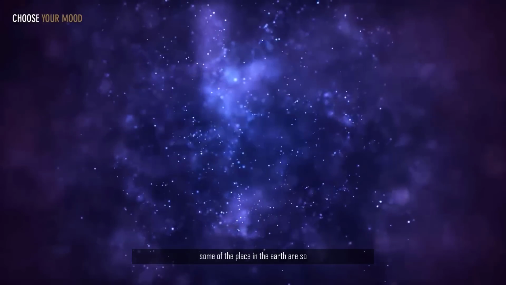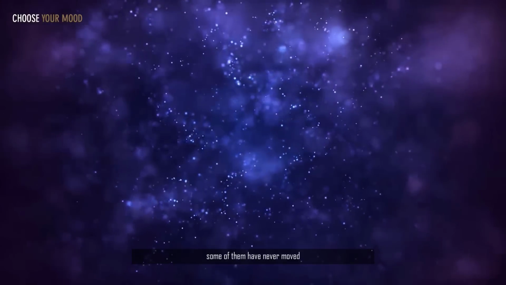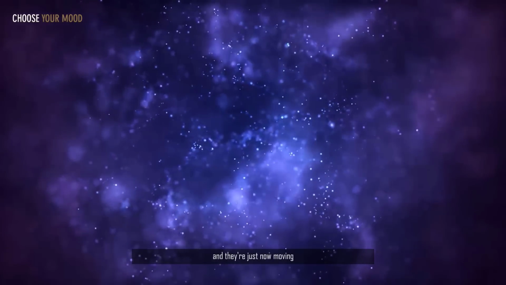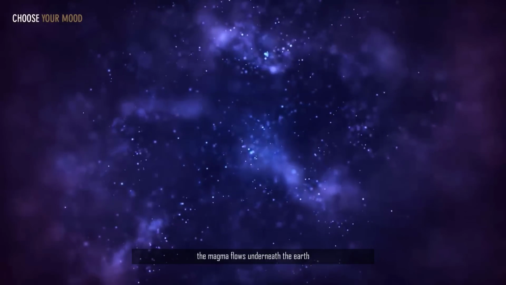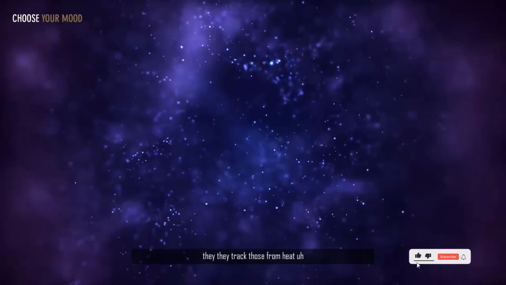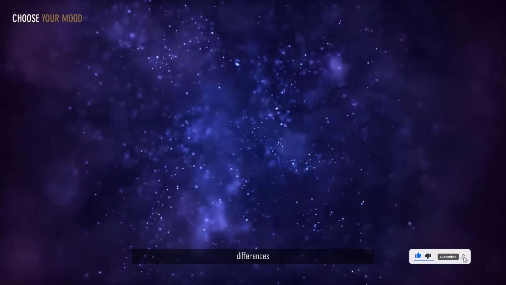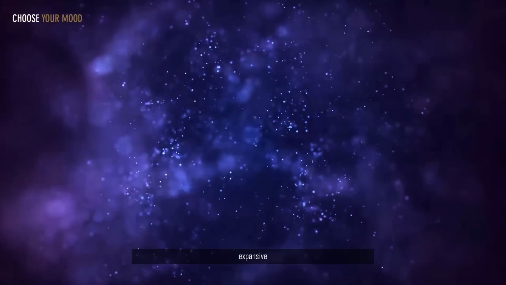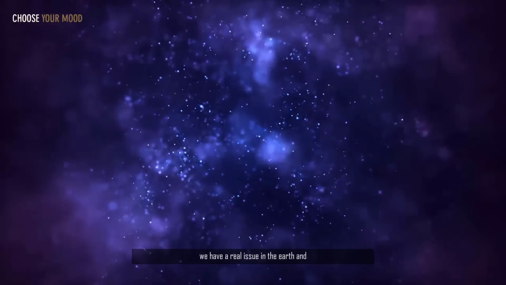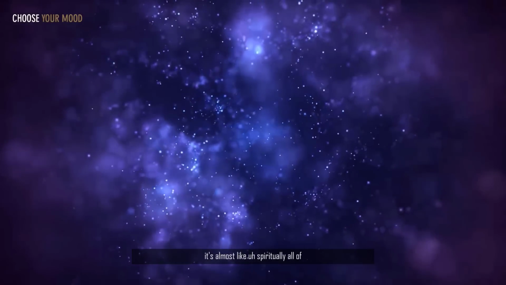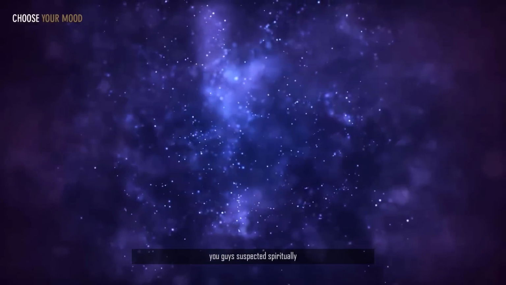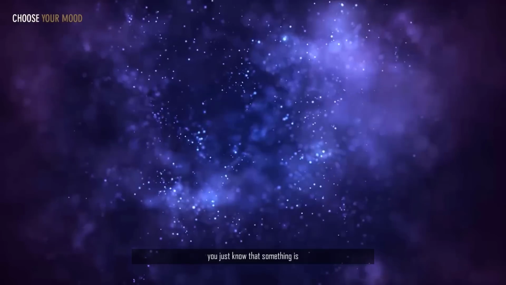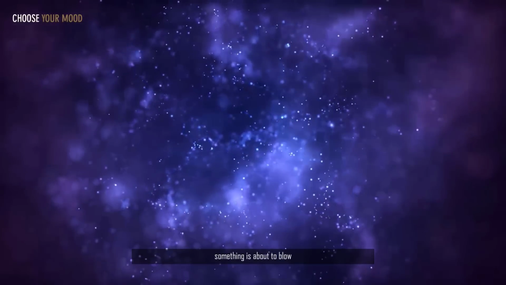Some of the plates in the earth are so thick and so solid, some of them have never moved. And they're just now moving. The magma flows underneath the earth, right? They track those from heat differences over land masses, and they are quite expansive. We have a real issue in the earth, and it's almost like spiritually, all of you guys suspect it. Spiritually, you suspect it. You don't know what it is. You just know that something is not right somewhere, and something is about to blow.